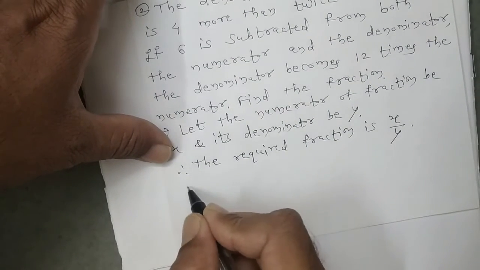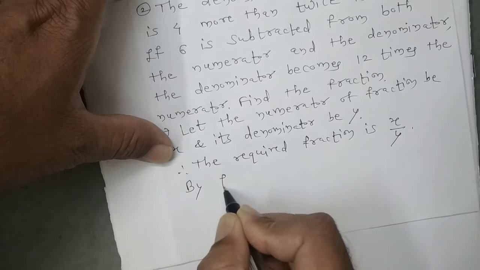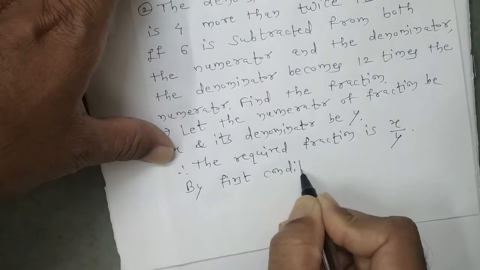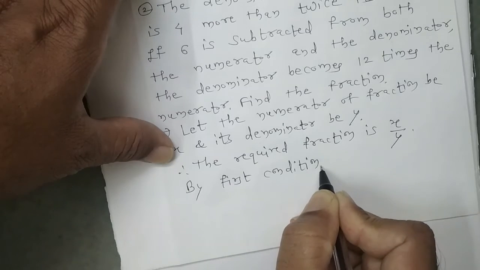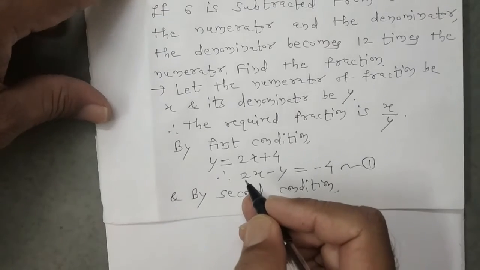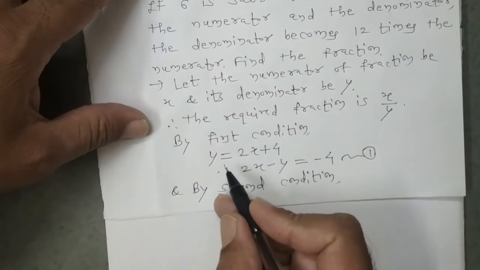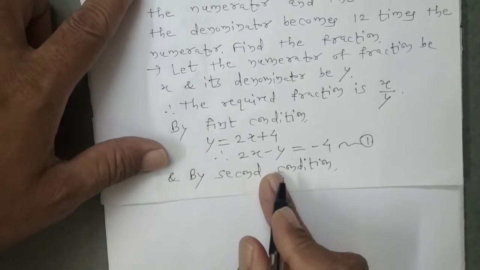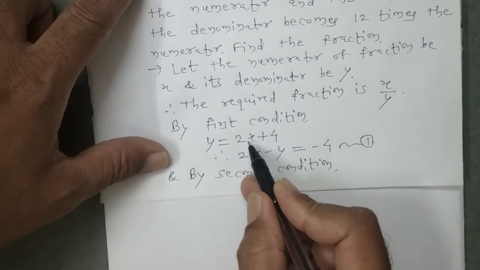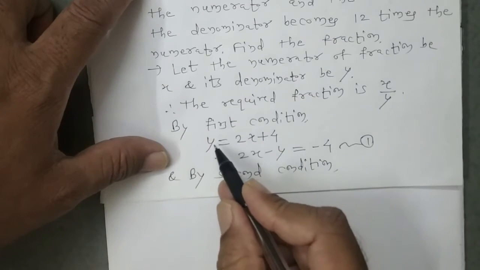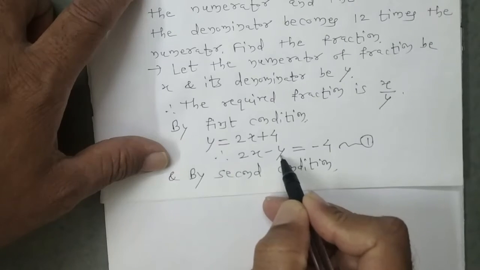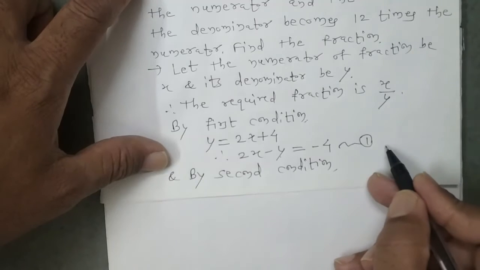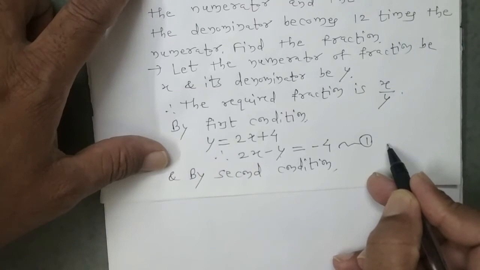Now by the first condition, y is equal to 2x plus 4. We can write this as 2x minus y is equal to minus 4. This is equation number 1.